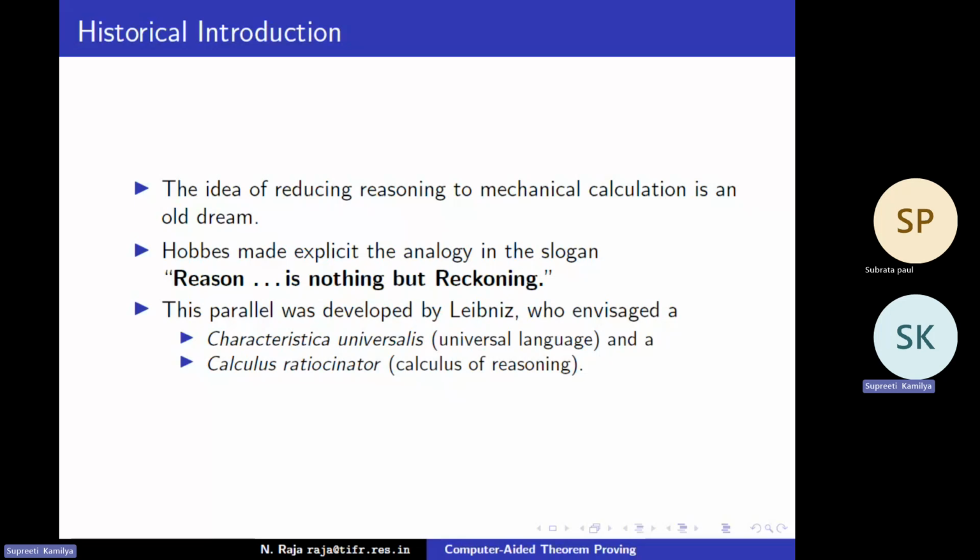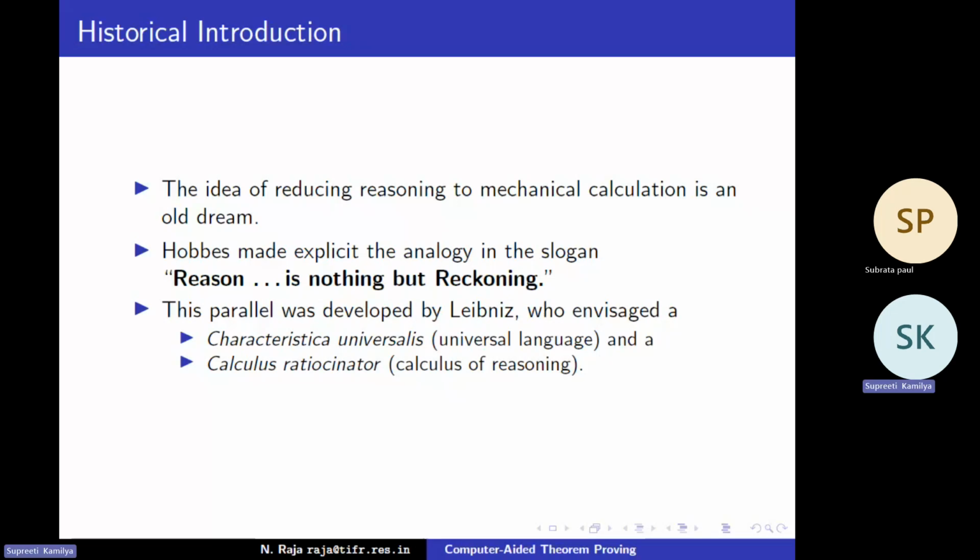This is Thomas Hobbes, who was a famous philosopher. He made this analogy explicit. He said, reason is nothing but reckoning. Reckoning as in calculation. He said reasoning is just calculation, nothing more. So this was developed by Leibniz, who envisaged two different things. One, a universal language, what he called the characteristica universalis, in which to state your problems, and then a calculus of reasoning, a calculus ratiocinator, with which you could solve those problems.